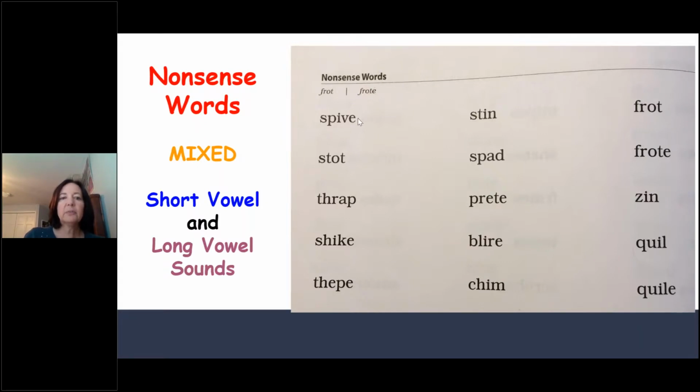This nonsense word is spive, stot, thrap, shike, thiep, stin, spad, preet, liar, chim, fraught, throat, zin, quill, quile.